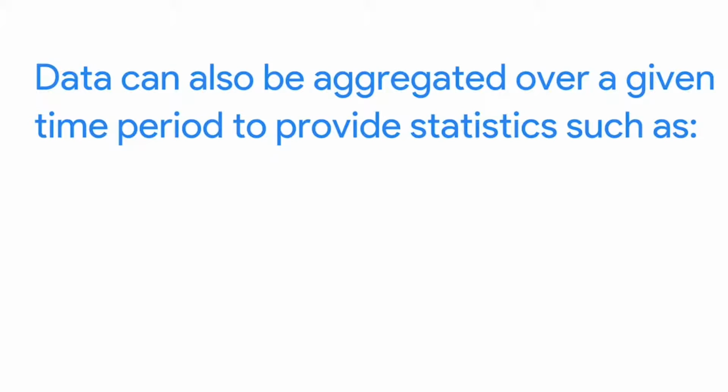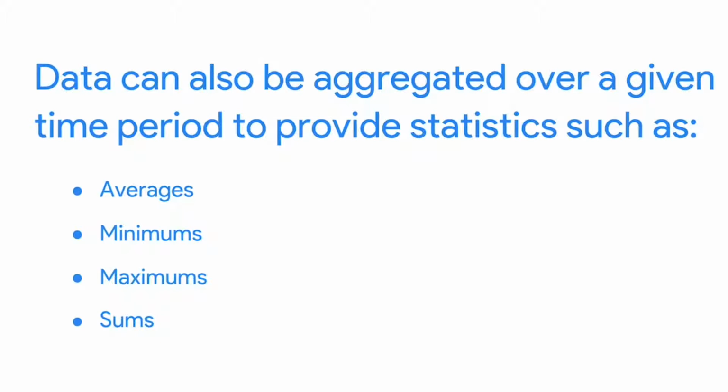For instance, data on high school graduations for individual students can be aggregated into a single graduation rate for an entire class. Data can also be aggregated over a given time period to provide statistics such as averages, minimums, maximums, and sums. For example, that same yearly graduation rate data can be aggregated once again into a summary that shows us graduation rates for districts, states, and countries.